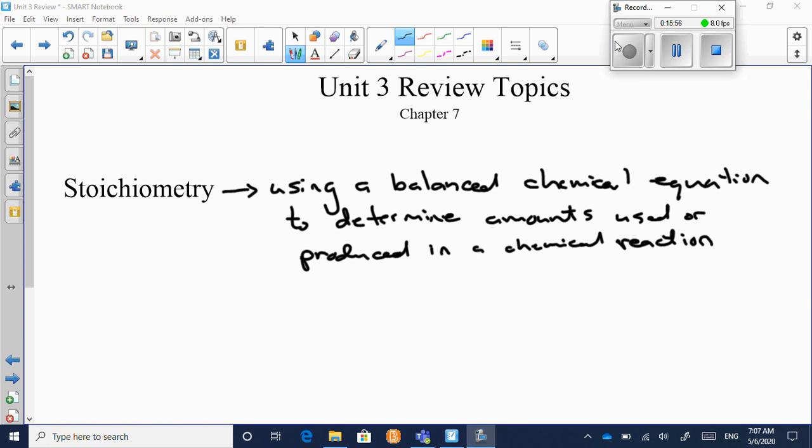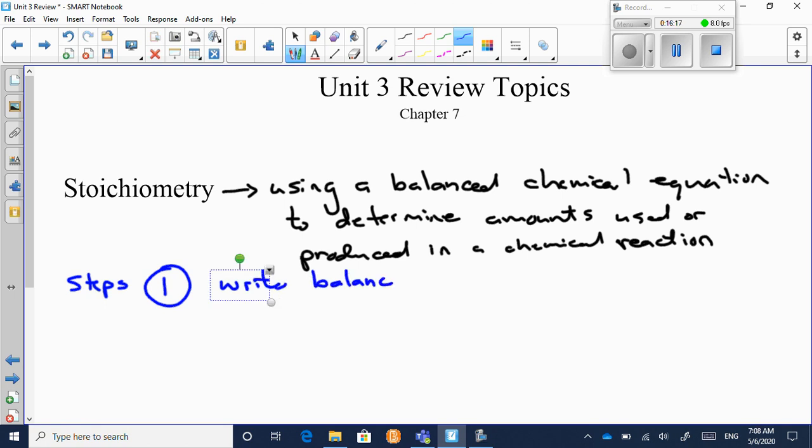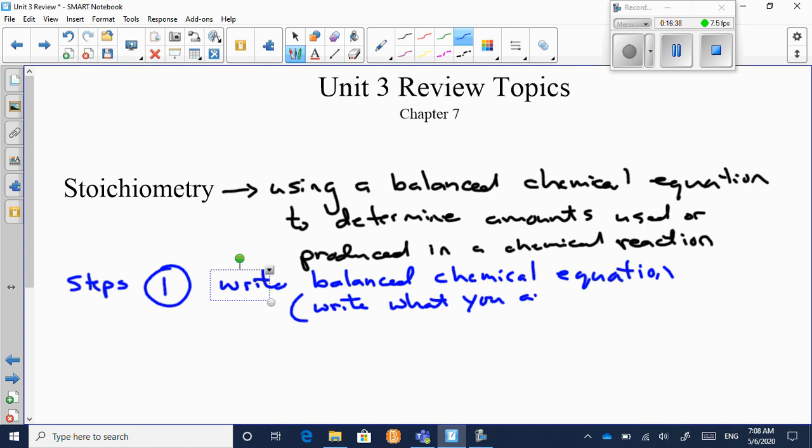Okay, now there are 4 steps to stoichiometry. These are very critical, and essentially you've got to move through these steps in these questions. Here they are. Steps involved. So step number 1 is you write the balanced chemical equation, and oftentimes you are given it, which is nice, but you don't have to be. And then I put a little note: write what you are given.